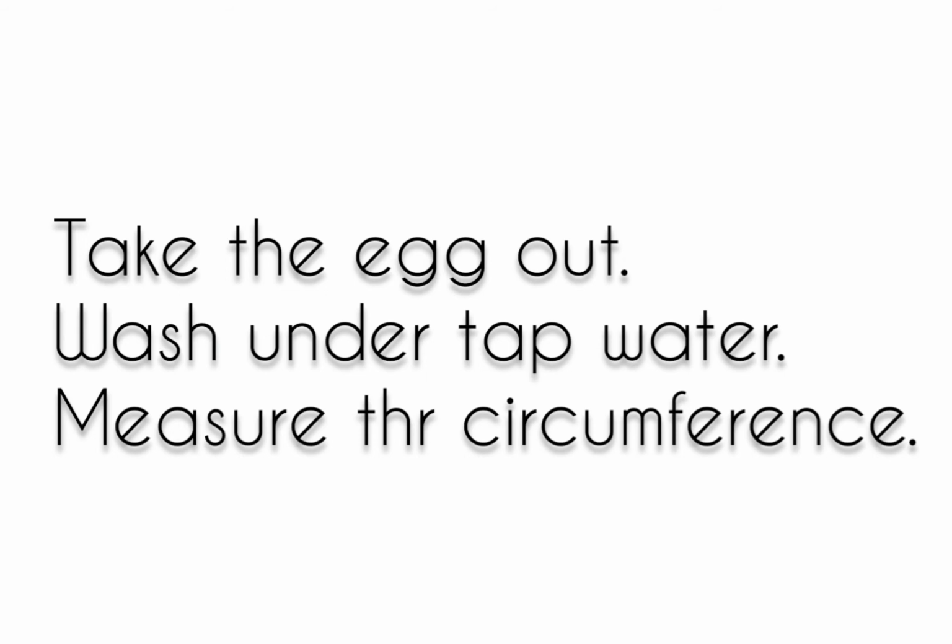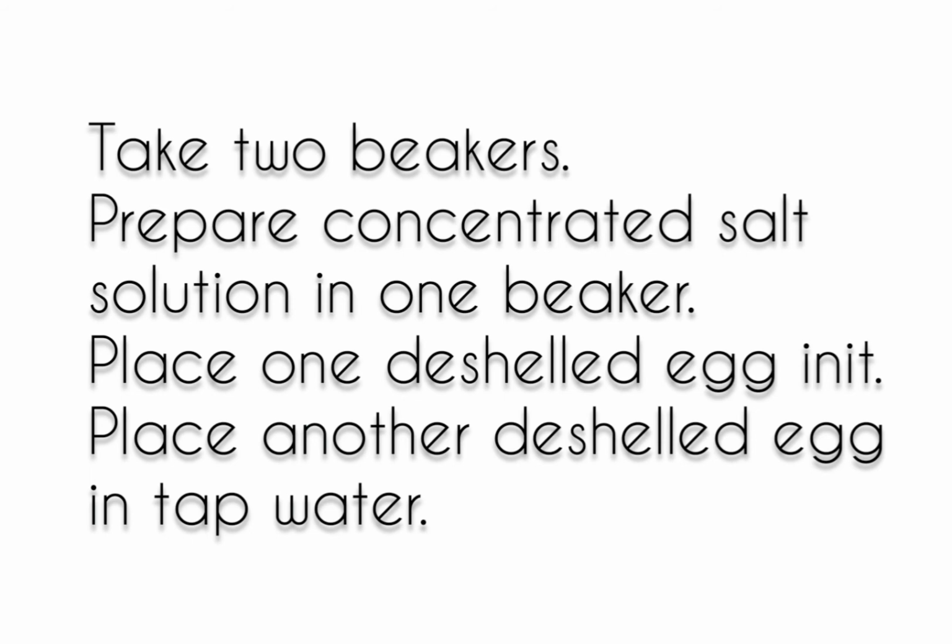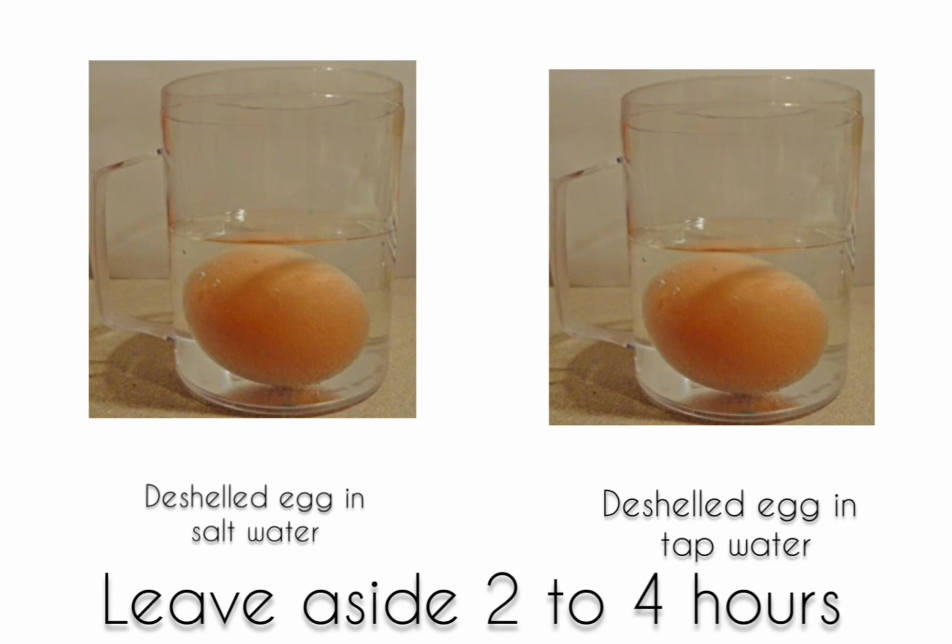Wash the eggs under tap water. Now these will be de-shelled eggs. Measure the circumference of each egg with a long strip of paper and put a mark on the paper with pen or pencil. Then take 2 beakers. Prepare a concentrated salt solution in 1 beaker and place 1 egg in the concentrated salt solution. Take another beaker with tap water and place 1 egg in the tap water. Leave both the beakers aside for 2 to 4 hours.